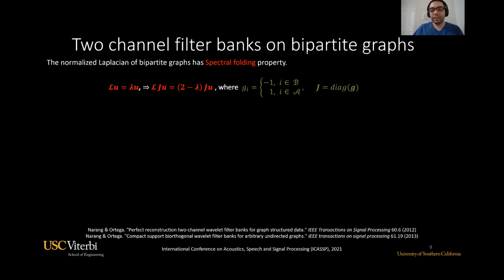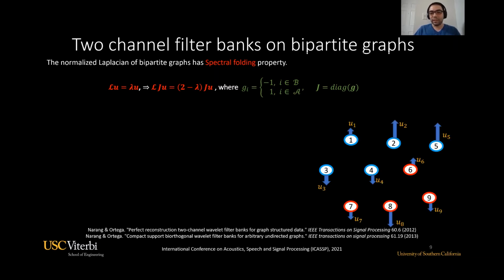So these filter banks are basically possible because the normalized Laplacian of bipartite graphs satisfies a spectral folding property. This means that, let's say, if U is an eigenvector with eigenvalue lambda, then you can always find another eigenvector, called JU, with eigenvalue 2 minus lambda. How do you construct J? Well, J is a diagonal matrix that has 1 and minus 1 on its diagonal depending on the bipartition. So in practice, what this means is that if this is an eigenvector, then you just look at the entries on the set B, and then you flip their sign, and therefore this is also an eigenvector.